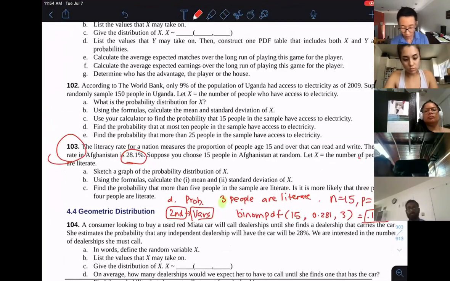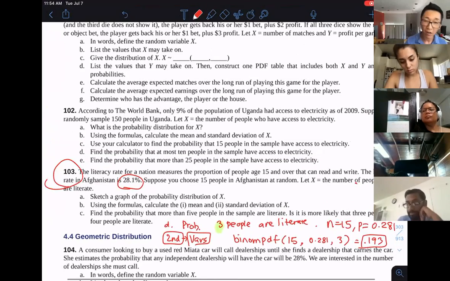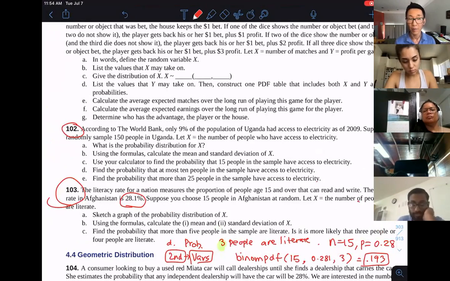Like number 102, I'm not going to actually do it, but just to recognize the type of question. According to the World Bank, only 9% of the population of Uganda have access to electricity, and they survey 150 people. Basically, I want to find the probability that at most 10 people have electricity. So you're looking at the number of people who have access to electricity out of 150 people. You see that? Kind of the same thing.